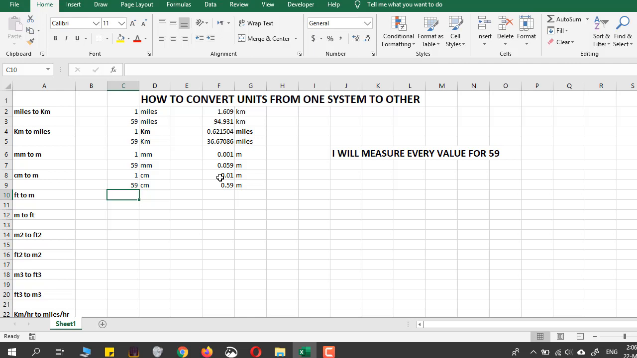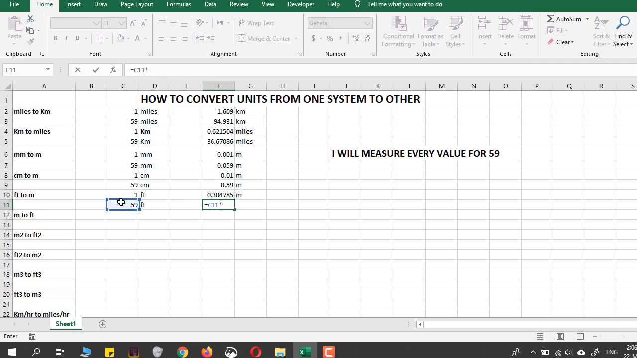In terms of feet, so I will just write feet and I will write meter here. So how many meters are there in 1 foot? I know that 1 meter is equal to 3.281 feet. So I will just divide 1 by 3.281. This will give 1 foot equals 0.304785 meter. So in 59 feet, what do I get? 59 multiplied by this number, and this gives me, in 59 feet there are 17.98 meters.